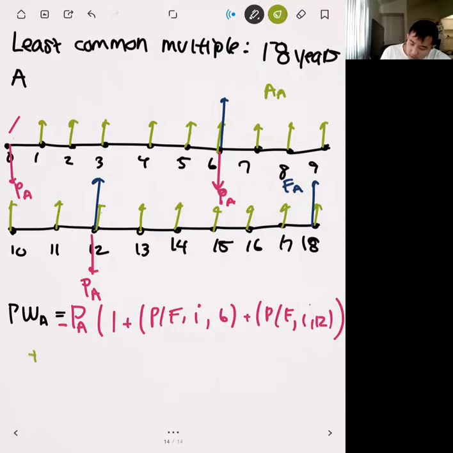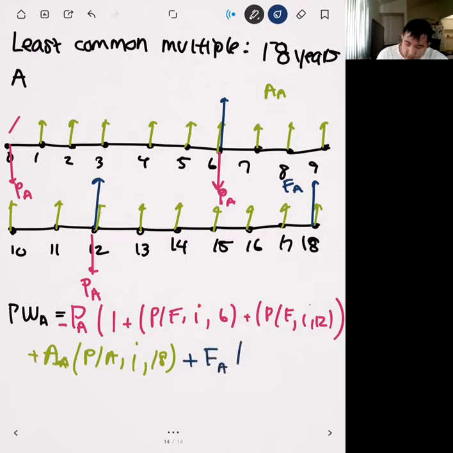Next, let's add our arithmetic gradient, or not, it starts with A, so I always think gradient, but this is our uniform series. So this is AA, and this occurs over the entire 18 years, so we don't have to do any kind of non-standard stuff. This is simply just going to be a P over A at our interest rate at 18 years. And then finally, we have our future sums, so we have FA.